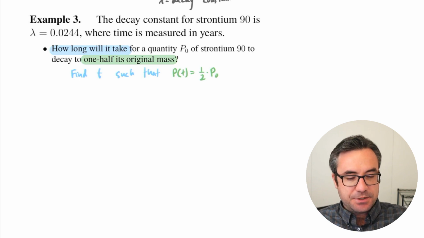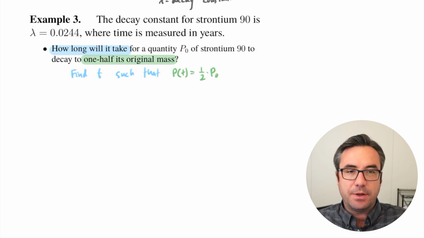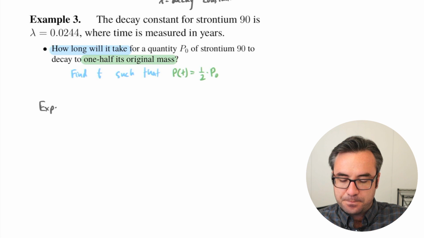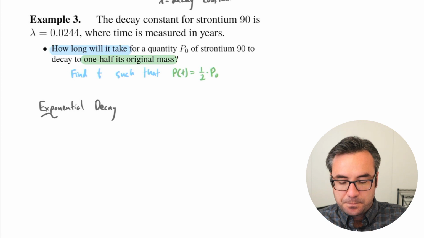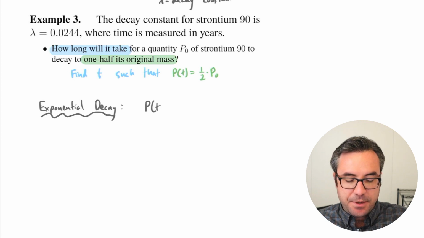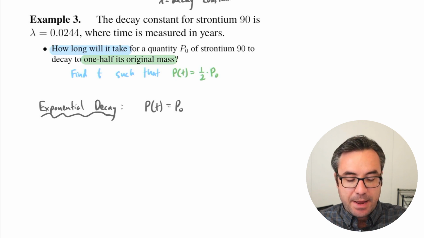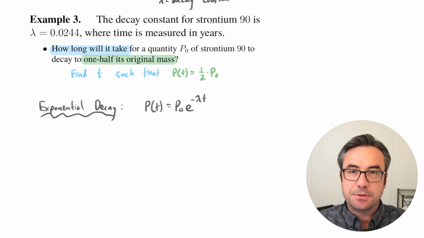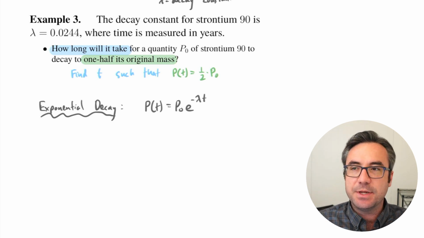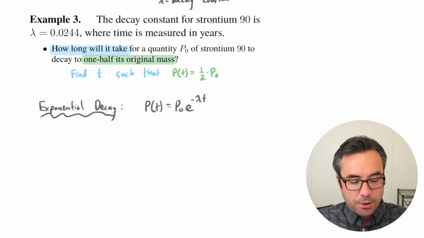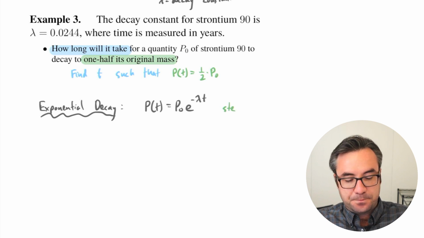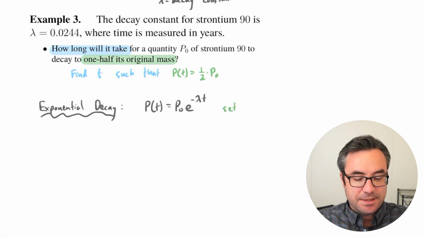is let's write down our exponential decay formula. So P of t, the amount of mass of our radioactive element at time t, is equal to the starting mass times this exponential decay factor, e raised to the negative lambda times t. And what we're going to do is set this quantity equal to 1/2 times P0 and then solve for t.